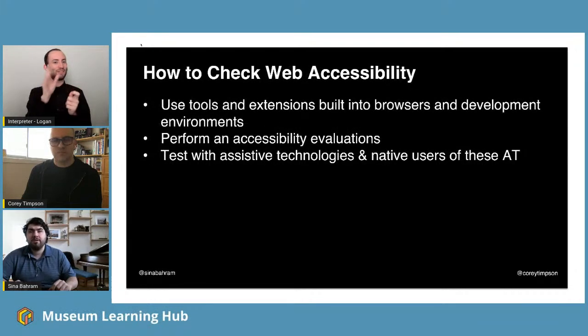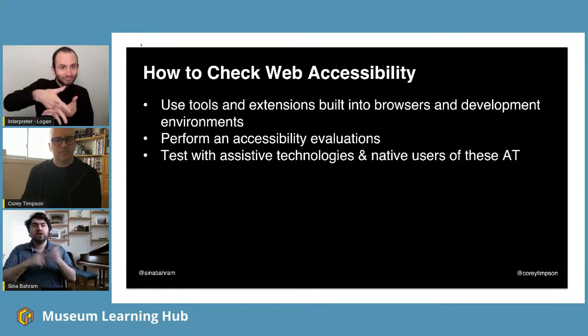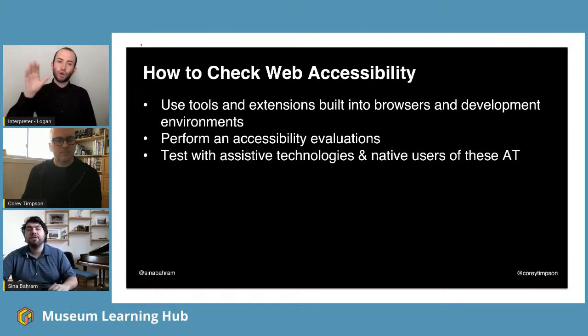So how do we test for web accessibility? We can use tools that are built into browsers. Chrome has an accessibility checker built right in. It's not going to find everything. It's not going to ensure that your product or website is completely accessible, but it's a good first pass.